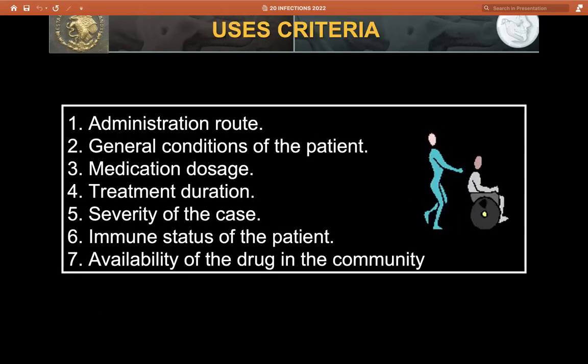Now, we have some criteria to use the antibiotic as well. We need to decide which will be the administration route. It will be through the mouth, through pills, or through the vein. What are the general conditions of the patient? Is he able to take the pill or not? Has he been eating? Has he been taking liquids?